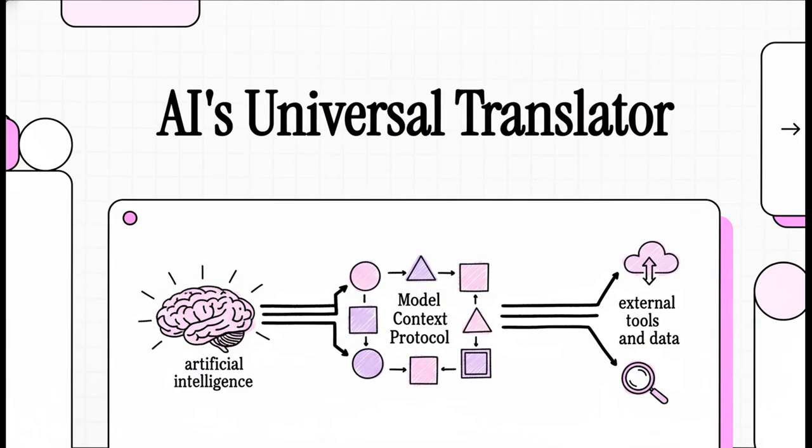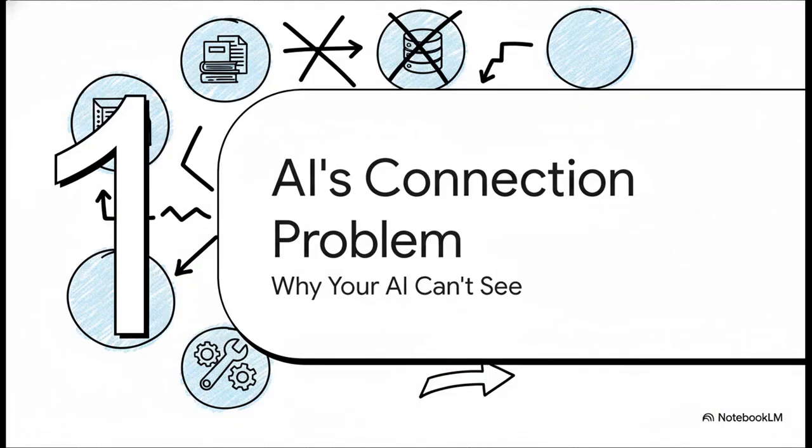Welcome to The Explainer. Today we're going to talk about something that's quietly changing, well, everything for AI. It's called the Model Context Protocol, or MCP, and it's basically the key to unlocking how AI interacts with the real world. So let's just dive right in.